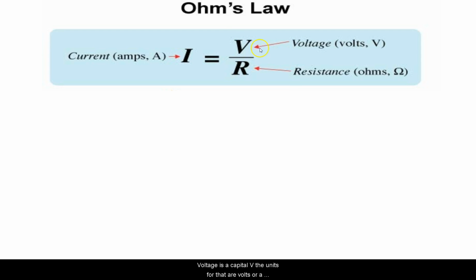Voltage is a capital V. The units for that are volts or a capital V. And then resistance is a capital R in the equation. And then it's ohms or the omega symbol.